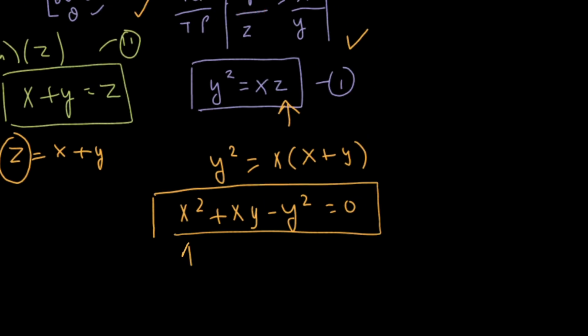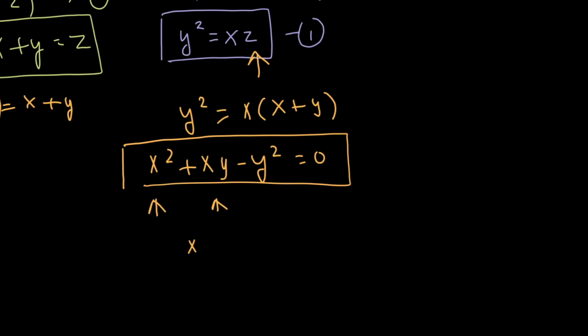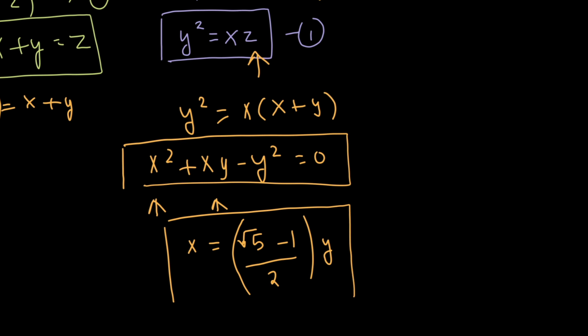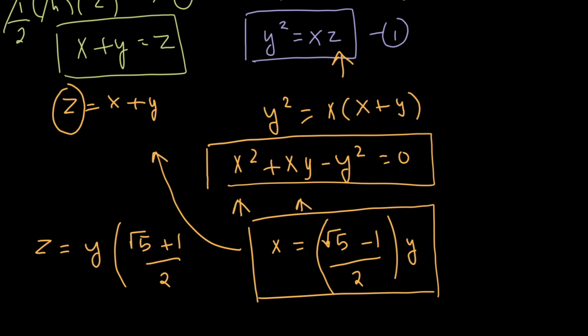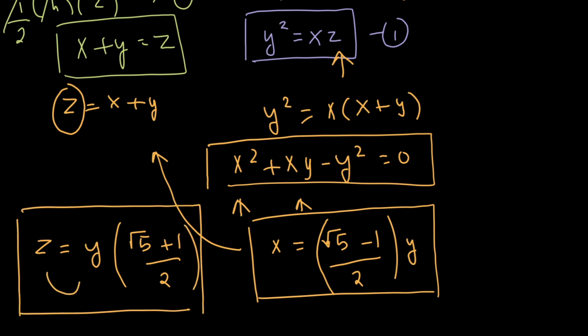I will take x as the variable and y as the constant one. So the final value of x would be equal to square root of 5 minus 1, divided by 2, all multiplied with y. This is the value of x. Now if I put this value of x in this equation, I can get the value of z, and that would be equal to y multiplied by square root of 5 plus 1, divided by 2. Okay. So here we have the value of z in terms of y. Here we have the value of x in terms of y.